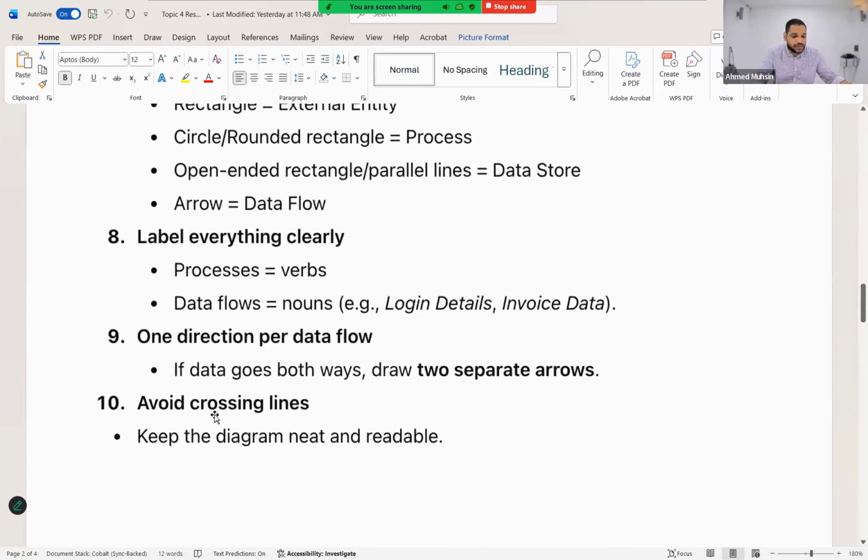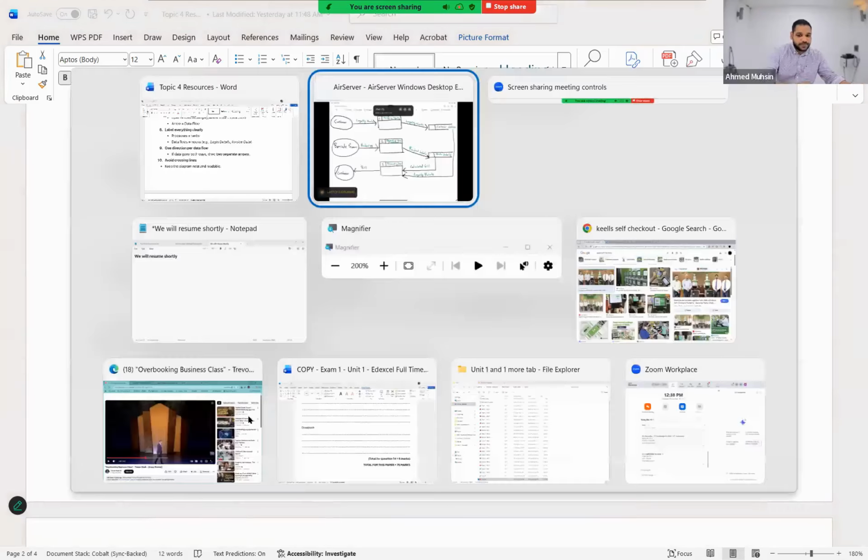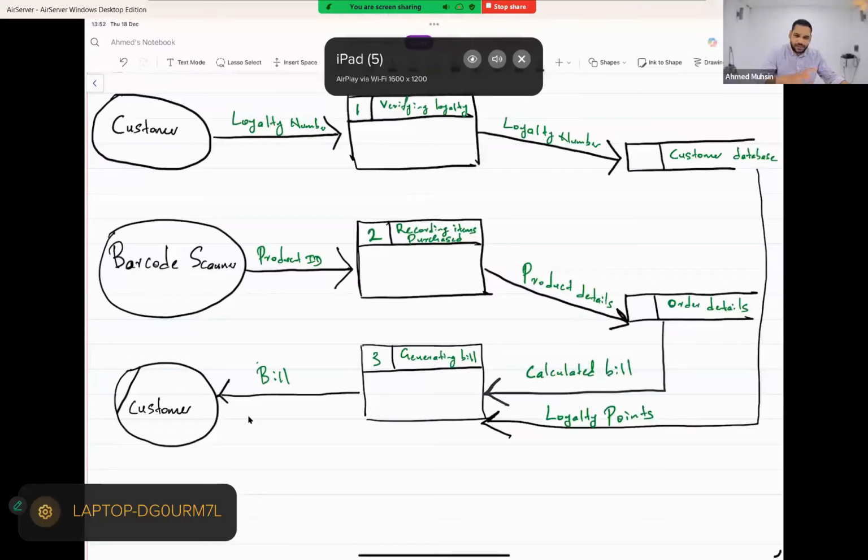Avoid crossing lines. It's not wrong, but avoid it, otherwise reading a diagram is going to be very difficult. That's why I took this line around. It's still a bit complex, but do not draw crossing lines. You know what crossing lines means, right? Like this, don't draw. Avoid it.